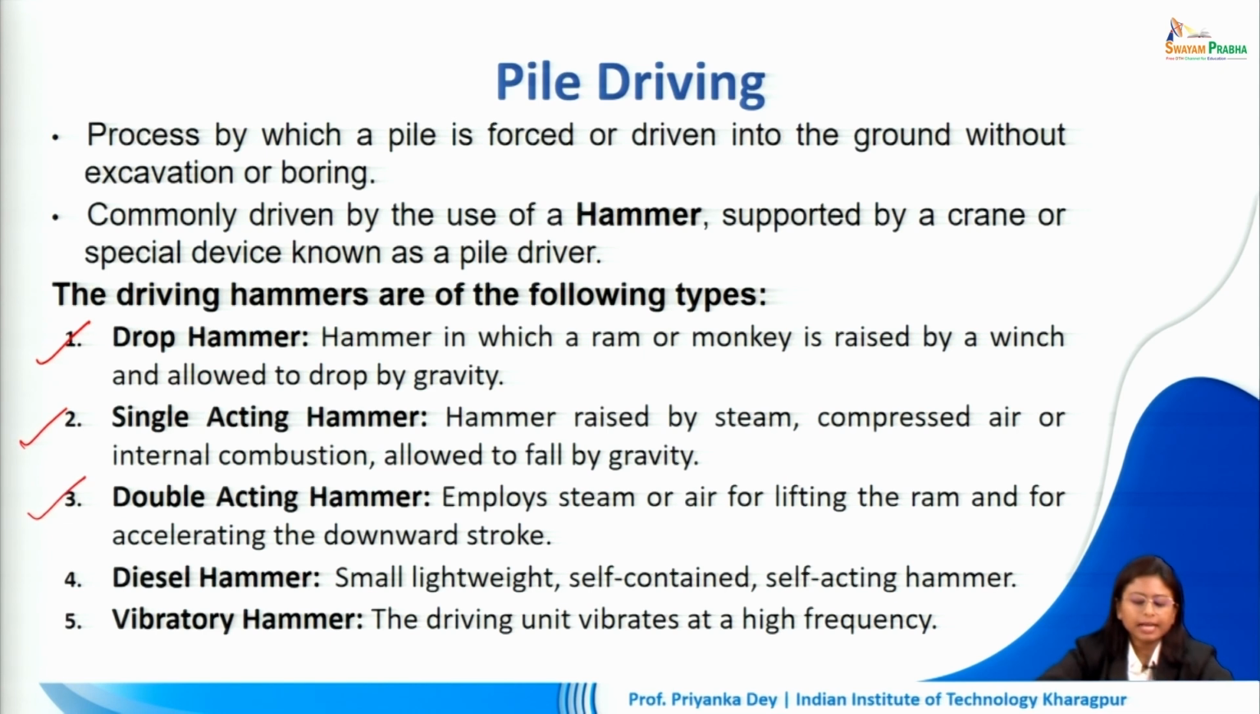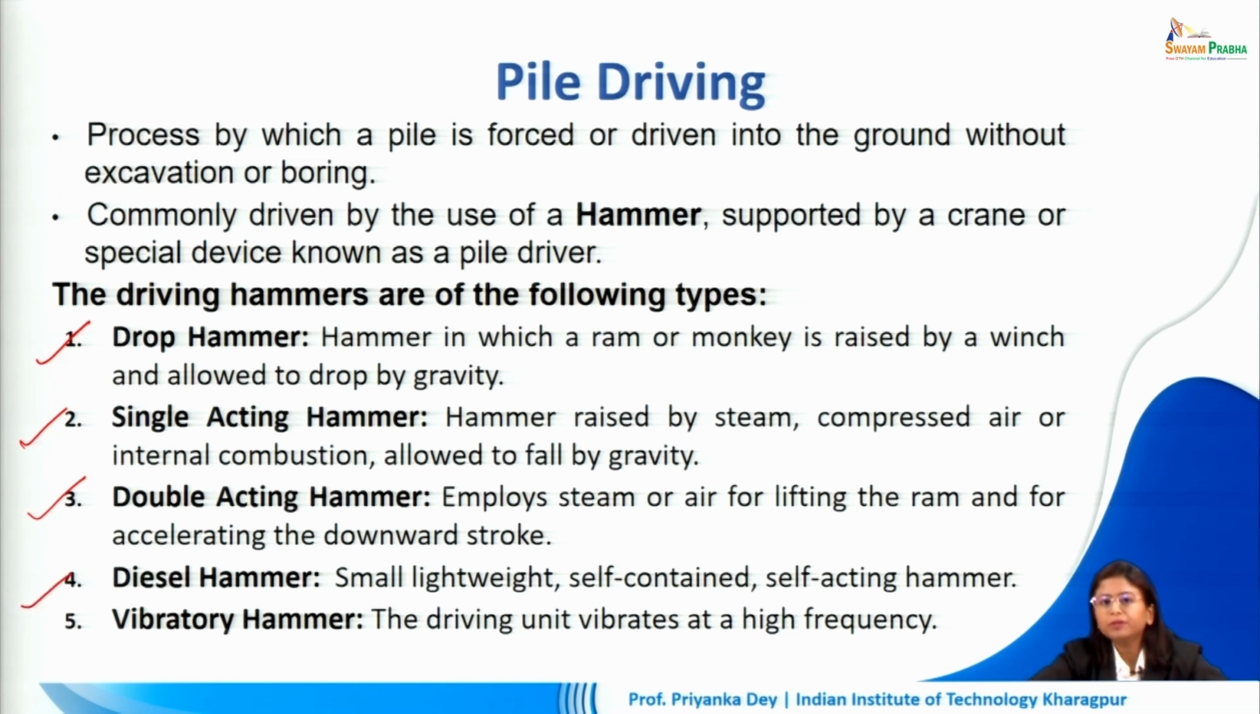The third type is the double acting hammer, which employs steam or air for lifting the ram, and then we also accelerate it in a downward stroke. So here not only are we raising it, we are also using a mechanism to drive it downward. In the previous two hammers we are using gravity to drop the hammer, but in the double acting hammer we are going to use the same mechanism which we used for lifting to also drive it, or accelerate it, downward.